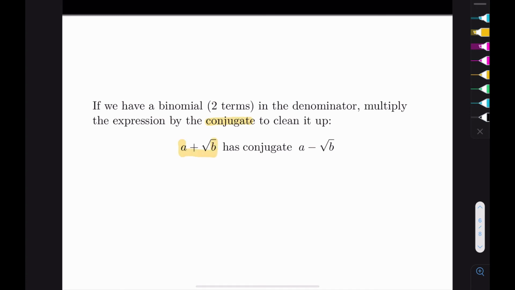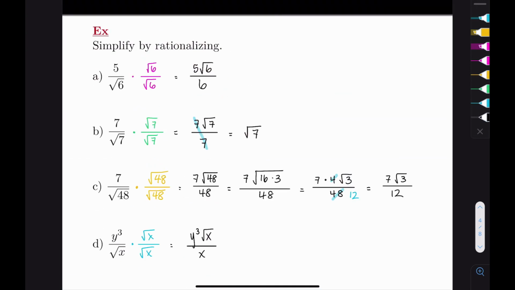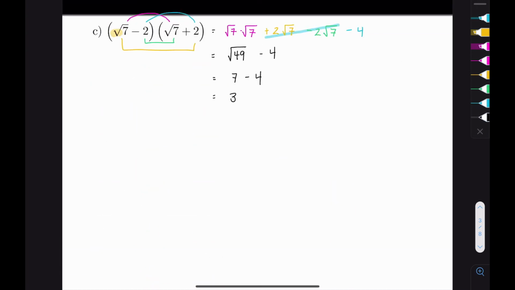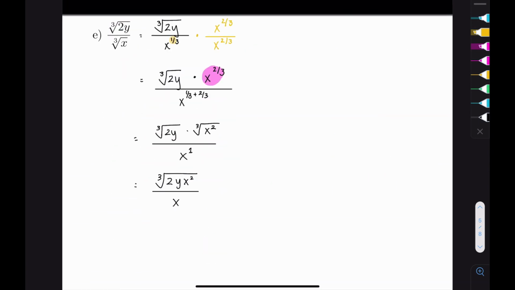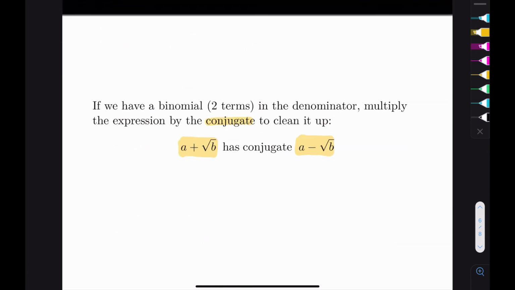So if you have a radical expression involving 2 terms, the way we can clean this up nicely is by multiplying by the same expression, except we're going to change the sign in front of that radical. Really, you could also change the sign in front of the constant. So if I go way back up here, when we multiply these 2 together, they really are conjugates of each other. They simplified really nicely to just 3. So anytime we multiply a number of this form by its conjugate, it will clean up great.